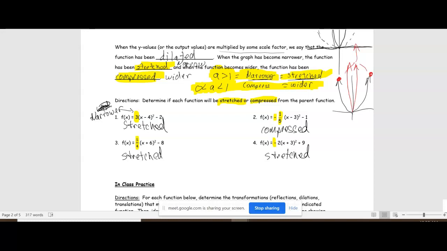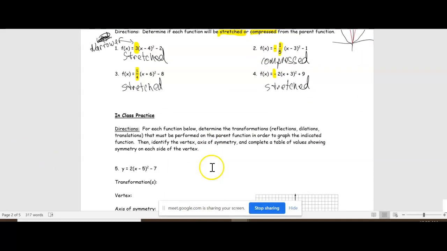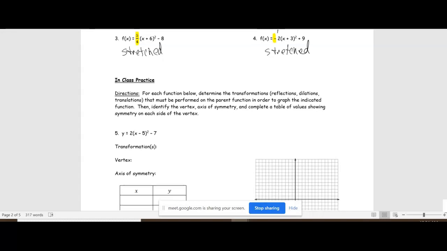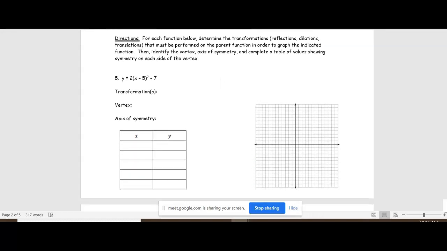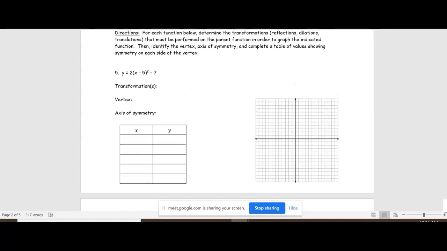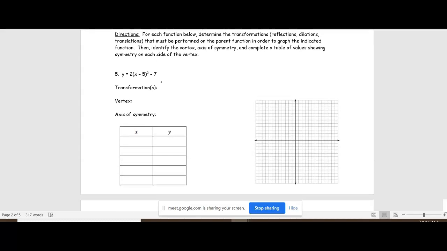All right. Let's see if we can get through one of these. We'll finish the day off with these, put one of these together. So it says, for each function below, determine the transformation, so reflection, dilation, translation, that must be performed on the parent function in order to graph the indicated function. And then basically all the stuff that we were doing last week, the vertex, axis of symmetry, and then the table and the graph. All right, so for this one, we should have 3 things going on here that we could write. Give me the vertex, axis of symmetry, and then see if we can set up that table.